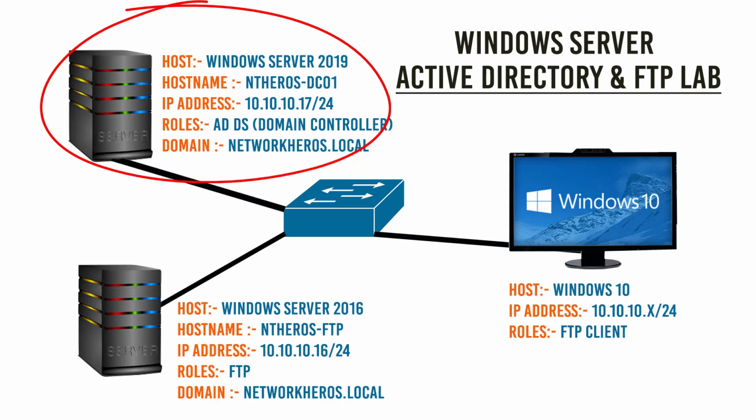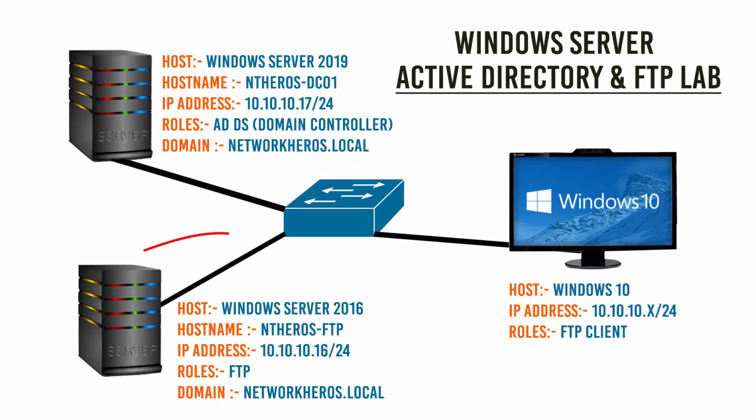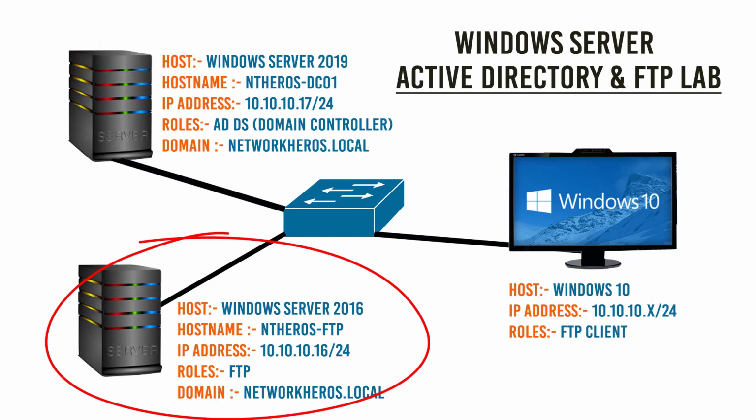We will install Active Directory domain services with the domain name networkheros.local. And here we have Windows Server 2016 with the name ntheros-ftp and IP address of 10.10.10.16/24. This server will be a member of the domain. We will configure this server as the FTP server in the network.